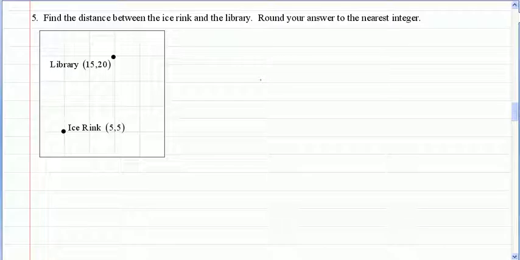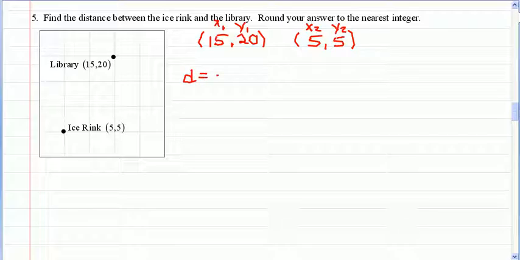For number 5, we want to find the distance between the ice rink and the library. Round your answer to the nearest integer. So the ice rink is (5, 5), the library is (15, 20). It doesn't matter which point you choose as your x1, y1, the answer will come out the same. So I'll just make the library (15, 20) my x1, y1, and the ice rink x2, y2. And again, I write my formula.